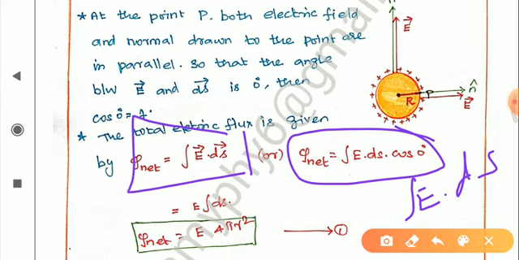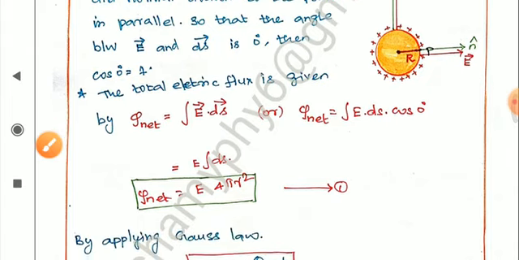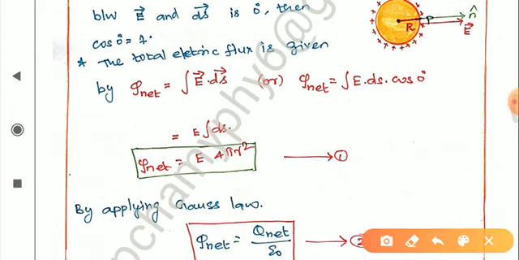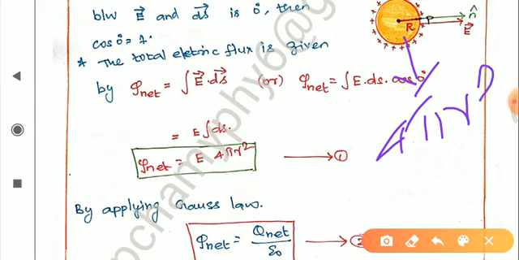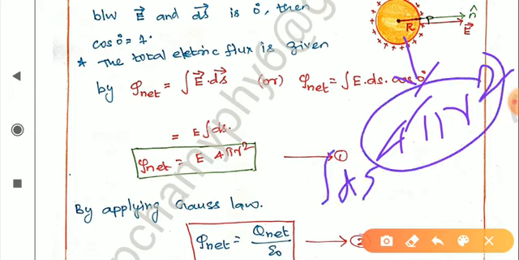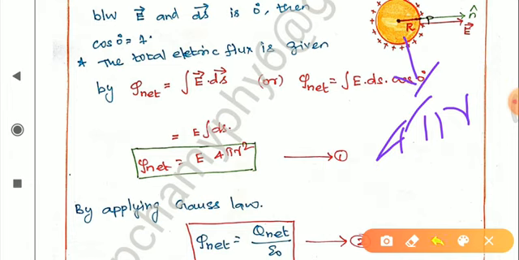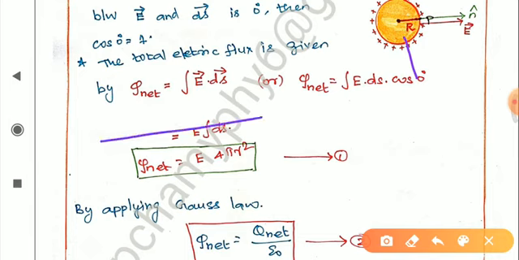It need not be integrated, so it is taken out of the integral. Then only integral dS will be there. What is integral dS? It depends upon the geometry, shape and size. What is the geometry shape we considered here? That is a sphere. So the area of the sphere is given by the formula 4 pi r square. So integral dS is given by 4 pi r square. So I have given in equation number 1, phi net is equal to E into 4 pi r square.